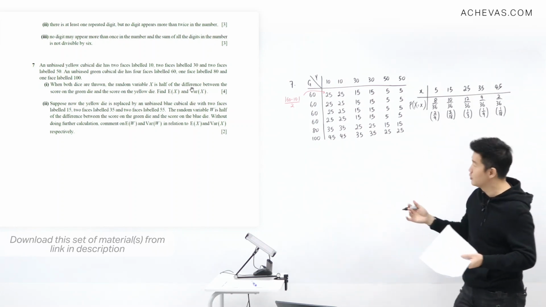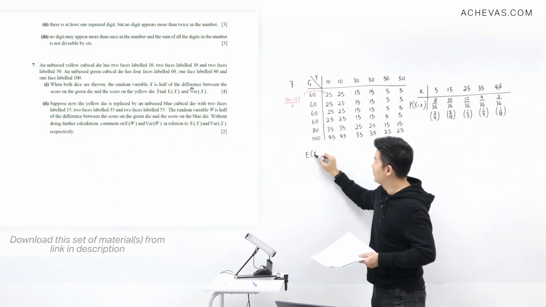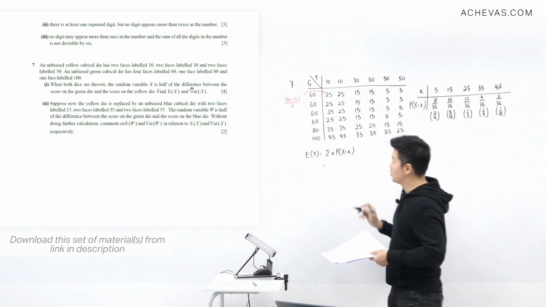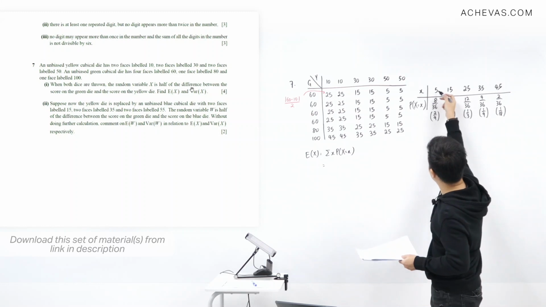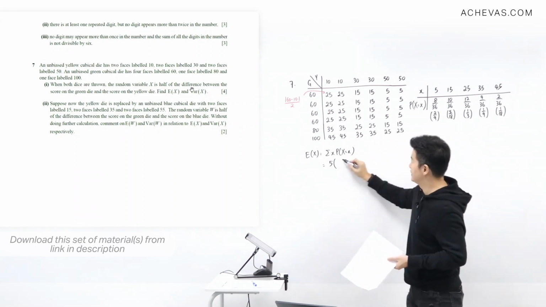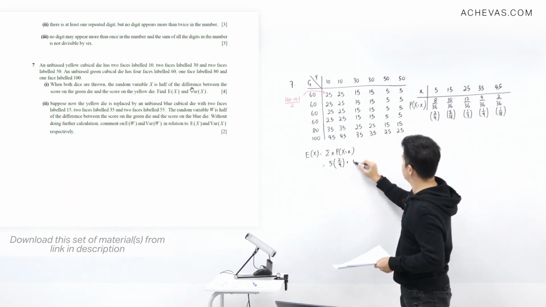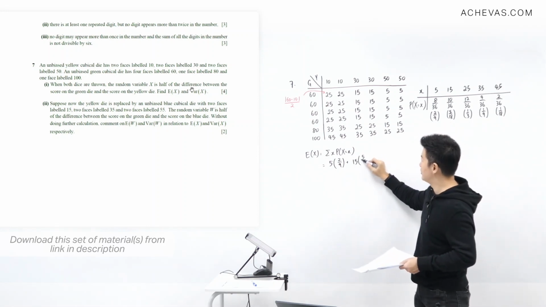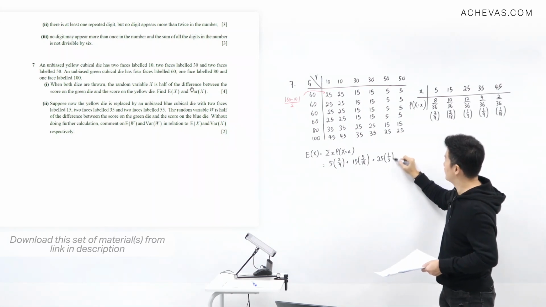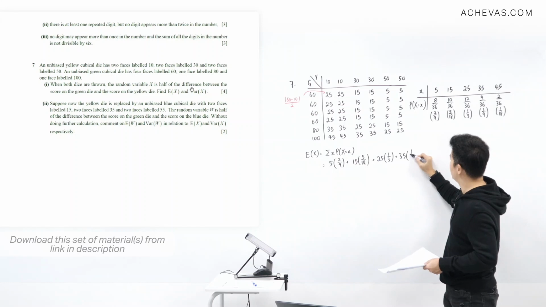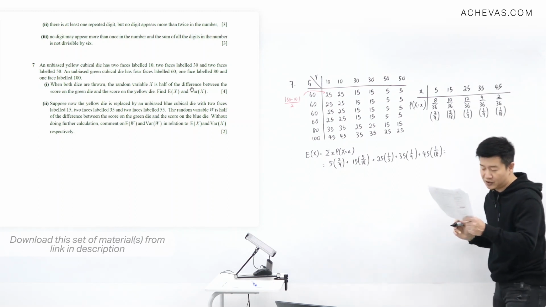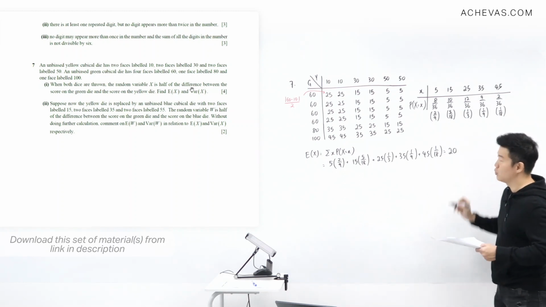I guess the next part is going to be easy to find the expectation of x. This is going to be the sum of all the x's multiplied by the corresponding probability. So the summation of x multiplied by its probability will be 5 multiplied by 2 over 9, plus 15 multiplied by the corresponding probability, which is 5 over 18, plus 25 multiplied by 1 over 3, plus 35 multiplied by 1 over 9, and finally 45 multiplied by 1 over 18. So the expectation for x is going to be equal to 20.